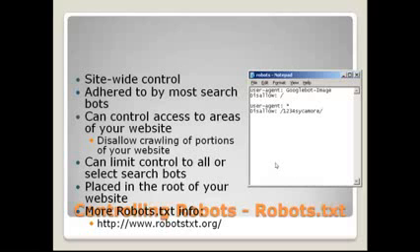Now the robots.txt file gives you site-wide control. It's followed by most of the search engine bots, and you can control access to areas of your website that you don't want them crawling. You can limit controls to all or selected bots. You can tell Googlebot, don't visit this page, but another bot that you might have or want, you can allow it, and this comes into play in a variety of different areas.